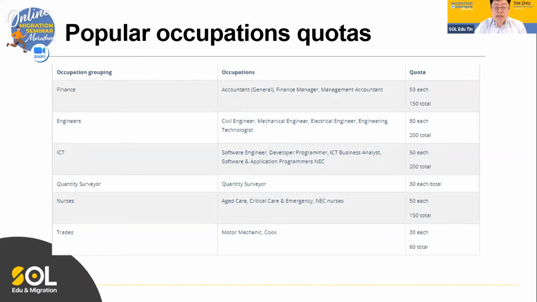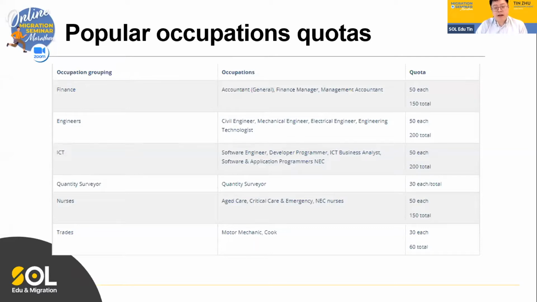Yes. And for quantity surveyor, I believe some of the attendees probably completed a Master of Construction Practice from Bond University. So we have 30 quotas for this year, including 190 and 491. For nurses, it's quite surprising to see there will be some quota for registered nurse NEC, registered nurse aged care, and registered nurse critical care and emergency. 50 each, total 150. But probably I can guess the reason, because for last financial year, Migration Queensland issued a lot of invitations to registered nurse NEC, which I will also mention in case studies later.